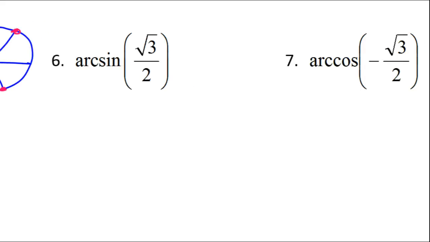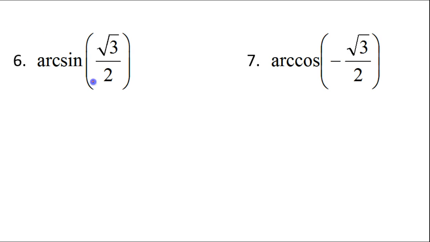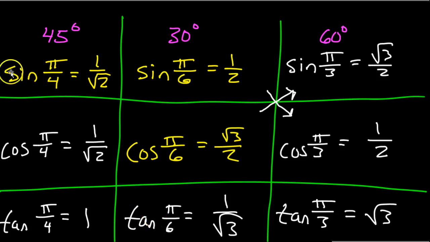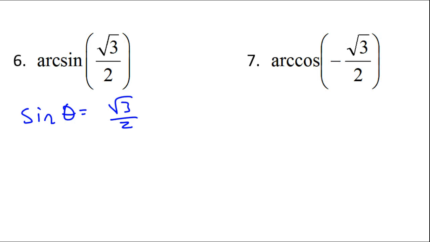Okay, number 6. This is asking us the question, sine of what angle is equal to radical 3 over 2? Let's look at our scratch paper. Sine radical 3 over 2. The reference angle has to be pi over 3. Okay, so the reference angle is pi over 3. Let's make a sketch.